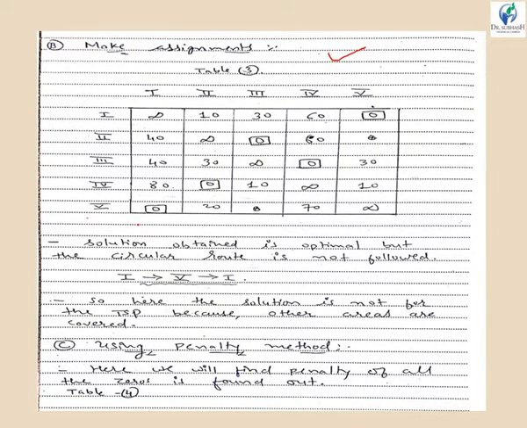So as per the condition to obtain the optimal solution, each row and each column should have an assignment, and that is satisfied. But the additional constraint for this traveling salesman problem is that the route should be circular. Let us check whether that constraint is satisfied or not. Circular route should be followed.